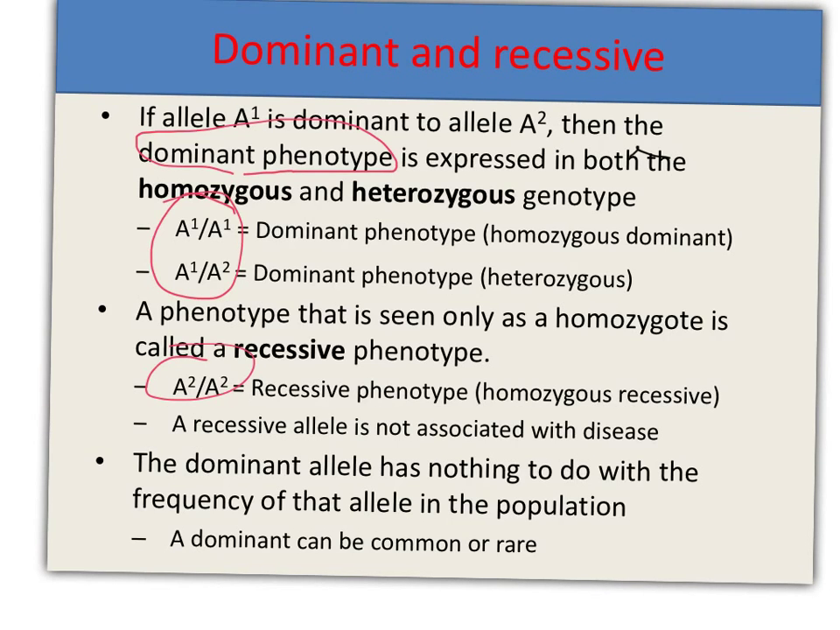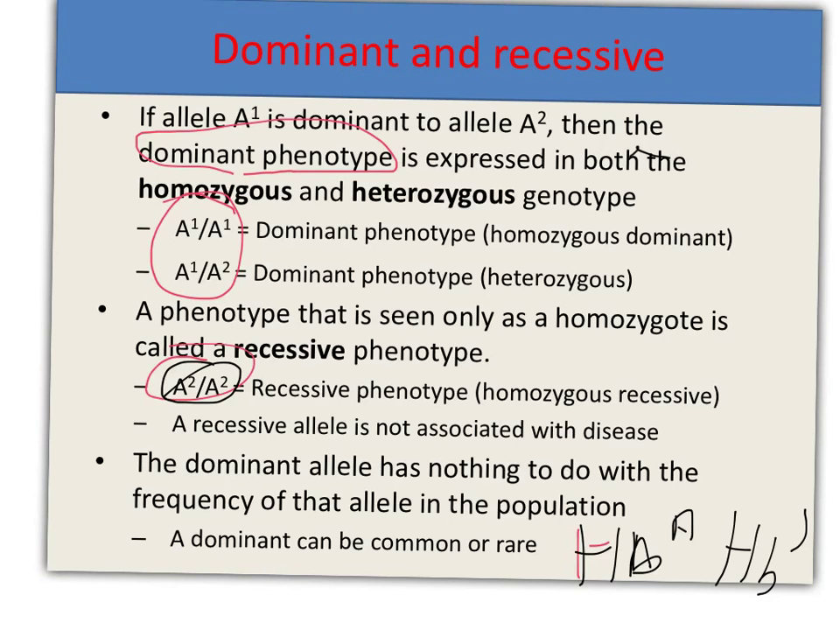I want you to understand, though, that this is homozygous recessive. Most recessive phenotypes are not disease phenotypes. Just because HBA and HBS that we looked at before, HBS, are associated with sickle cell, most recessive alleles are not associated with disease. They just only express themselves when they're together.